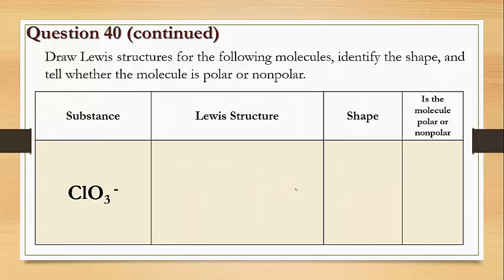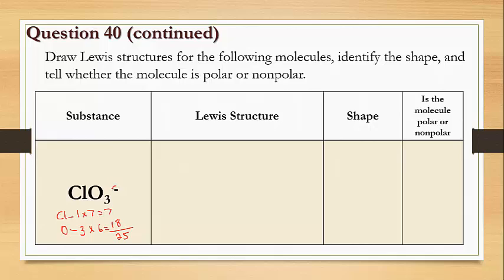All right, the final one here. This one's a little different because it's an ion. It's got a charge to it, but I still do the same process. List them out. Number of atoms times the group number. Multiply those out. And I get a total of 25 electrons I need to place.